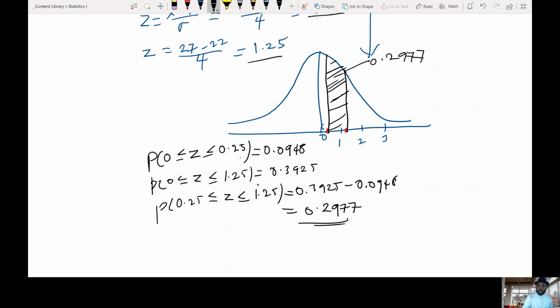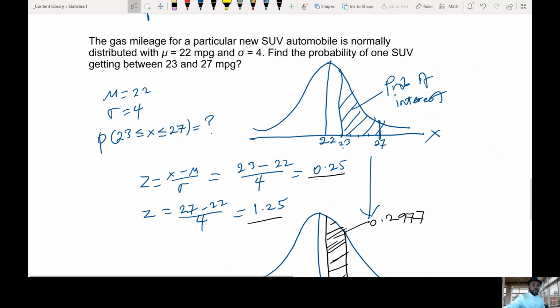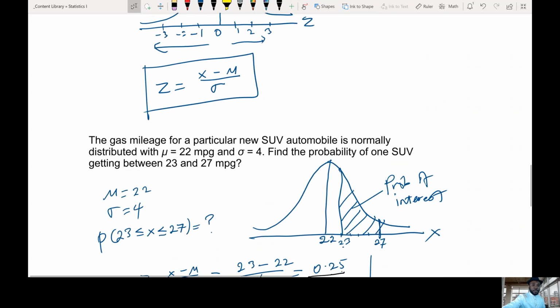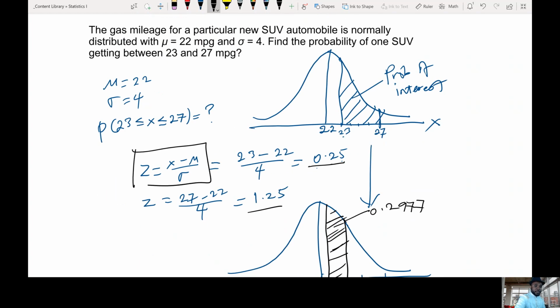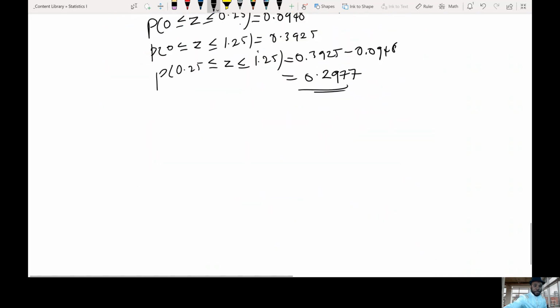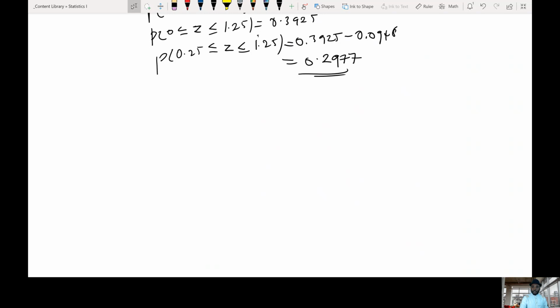So we have seen how to find the area, given the z values that we just found. Given that you know what the z value is, how do you determine the z value? We determine the z value from knowing the x values, and we used this expression to determine the z value. I think let's look at one more example to make this much clearer. So let's look at a different example. I'm going to paste the question here for us.